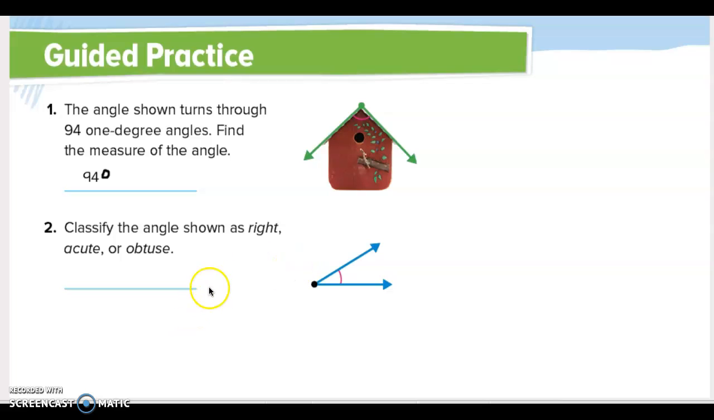Okay, number 2, classify the angle shown as right, acute, or obtuse. Well, we see that there's no square in the corner, so it is not right. So now I have to figure out, is it a small, less than 90 degree angle, or a large, more than 90 degree angle? 90 degrees would take me about here. And I can see this is smaller than 90 degrees. So because it's smaller, that means this angle is acute. It is a less than 90 degree angle.